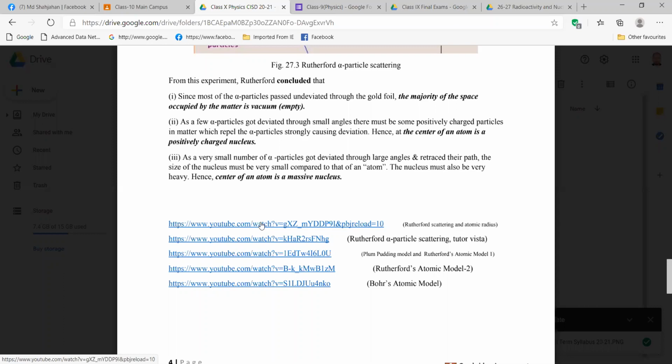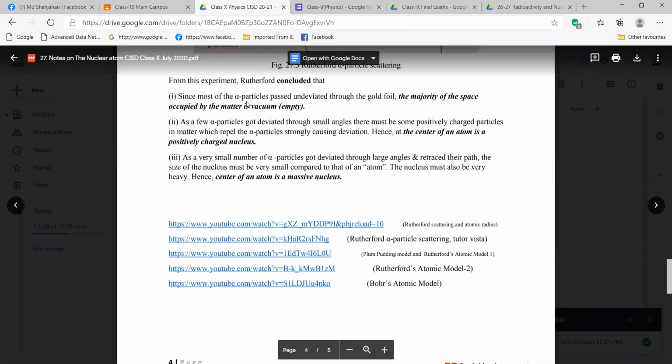As a very small number of alpha particles got deviated through large angles and retraced their path, the size of the nucleus must be very small compared to that of an atom. The nucleus must also be very heavy. Hence, the center of an atom is a massive nucleus. Okay, so here we got the first point.